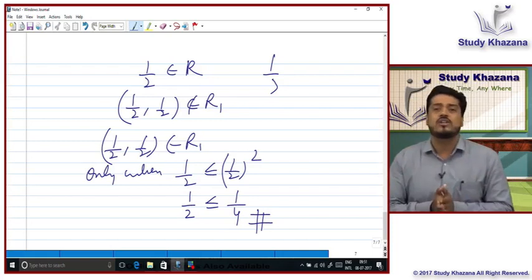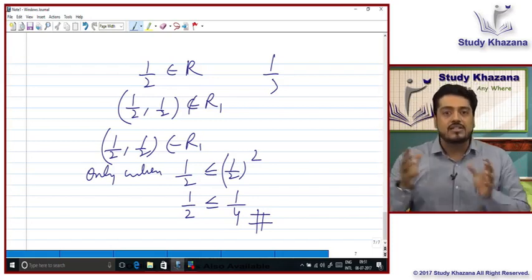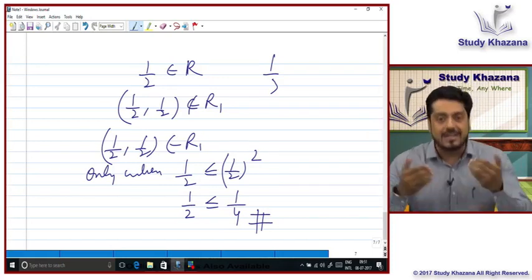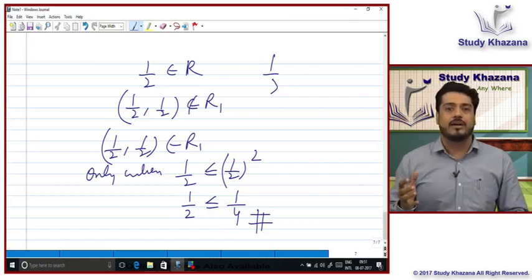This is how you can construct so many other examples. Please don't restrict yourself to some particular example. Don't try to cram the example. Just try to understand the concept and construct examples on your own.